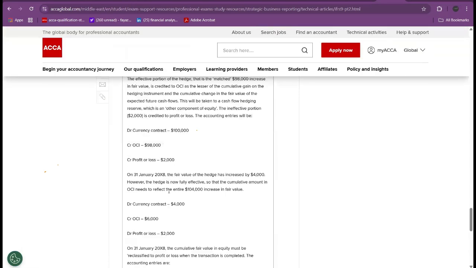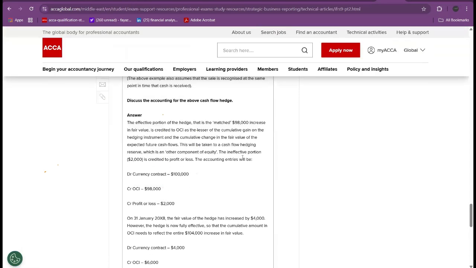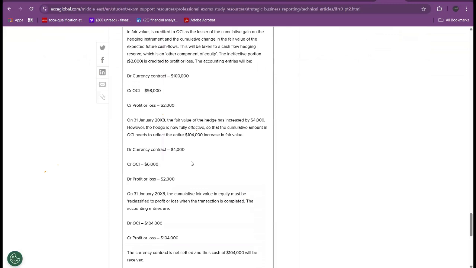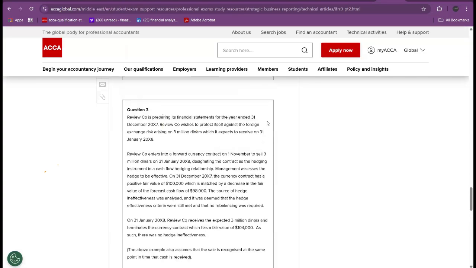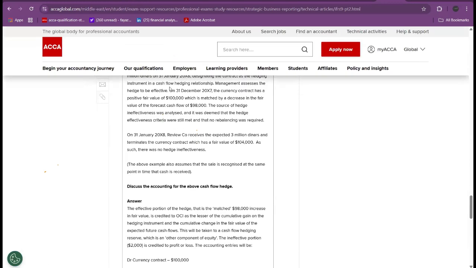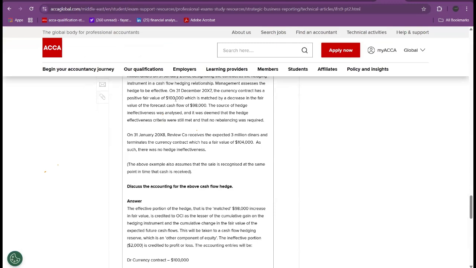Now on 31 Jan, this is the date. Mention the date. This is the ineffective portion as already mentioned. This is how you'll describe the transaction. Then afterwards, mention the date as well. It's important because this date changes. The fair value has increased by 4,000. So basically, it's 104,000. On the previous date the currency contract was 100,000. Now it became 104,000. So therefore, there was a gain.